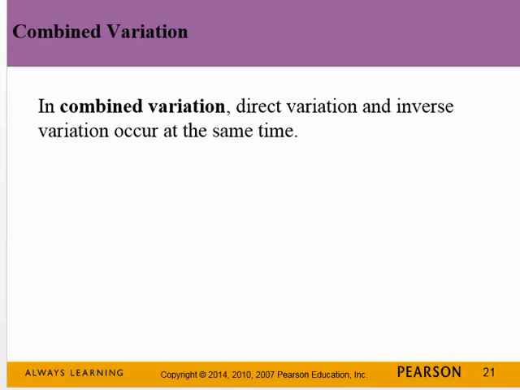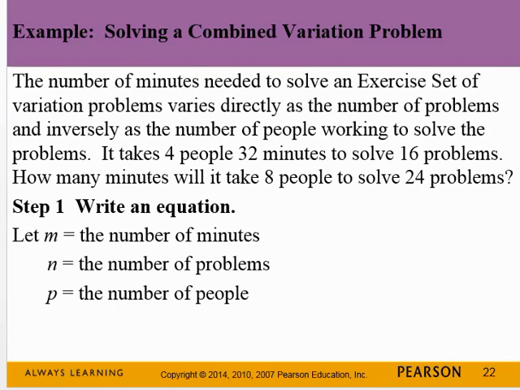So what about a combined variation? Combined variation, direct and inverse variation, occurs at the same time. So in this example, the number of minutes needed to solve an exercise set of variation problems varies directly as the number of problems and inversely as the number of people working to solve the problems. So if it takes 4 people 32 minutes to solve 16 problems, how many minutes will it take 8 people to solve 24 problems? So using our key, let's write out our equation.